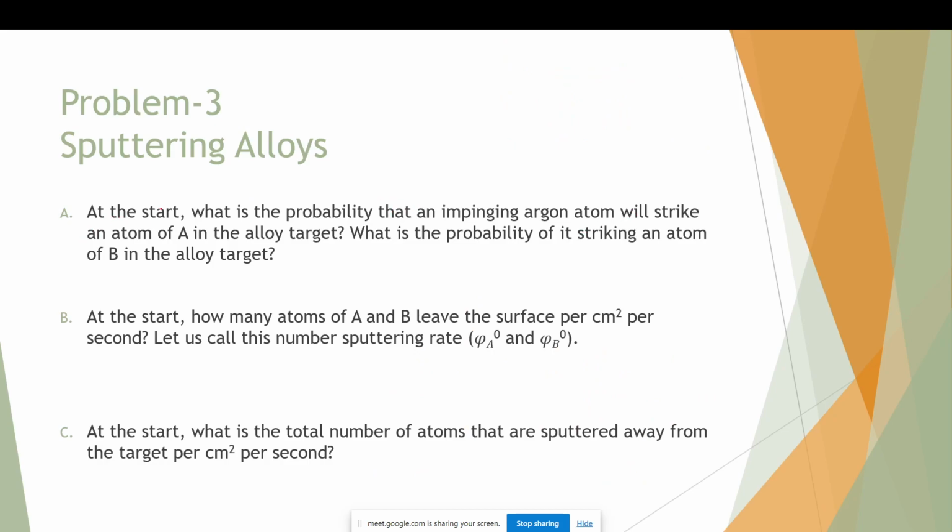So, the first question is, at the start, what is the probability that an impinging argon atom will strike an atom of A in the alloy target? What is the probability of it striking an atom of B in the alloy target? This is very easy. Someone wants to take a guess? So, there are xn number of A atoms and total number of atoms are n. So, xn by n is nothing but x. So, x is the probability of striking A.